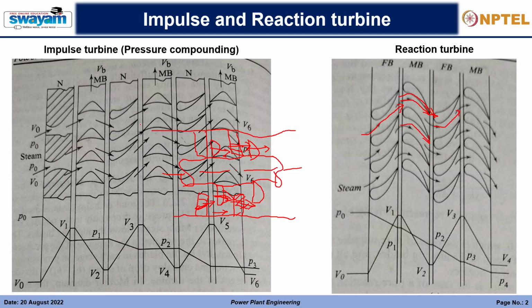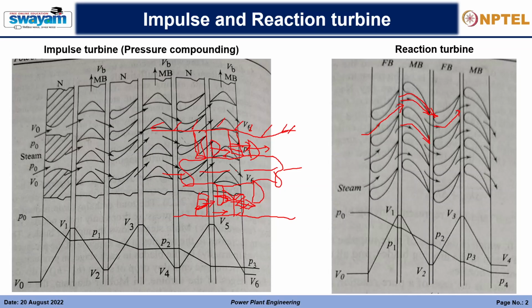But the fixed blade is connected to this casing, right? So why is it called a fixed blade? Because it is not moving; the shaft is moving, right? Relative to the shaft, these blades are fixed.